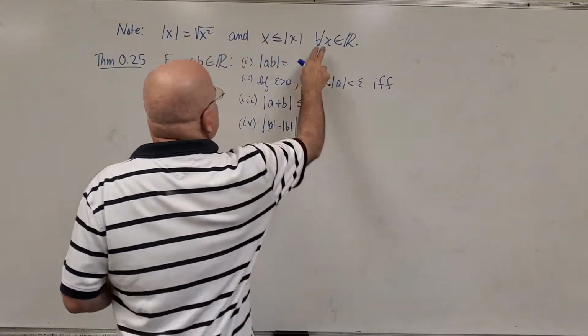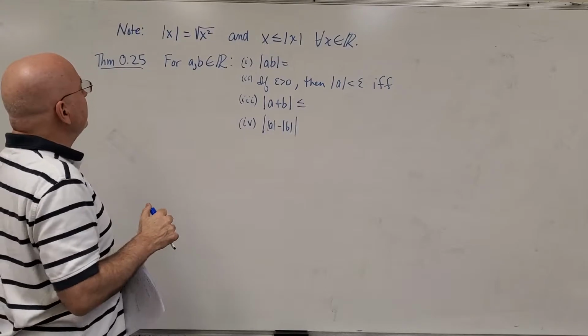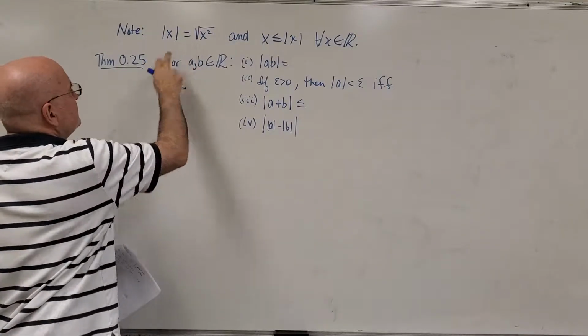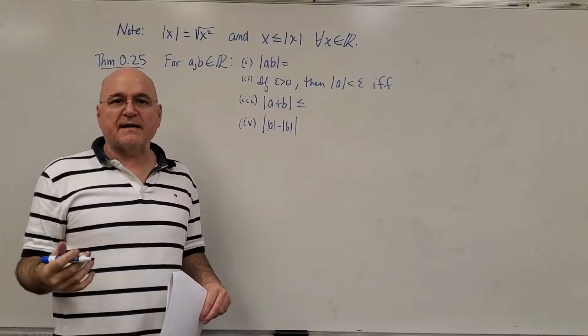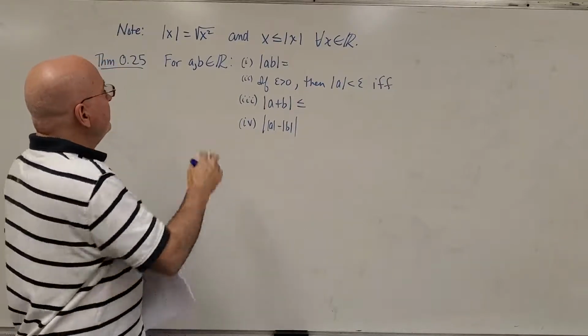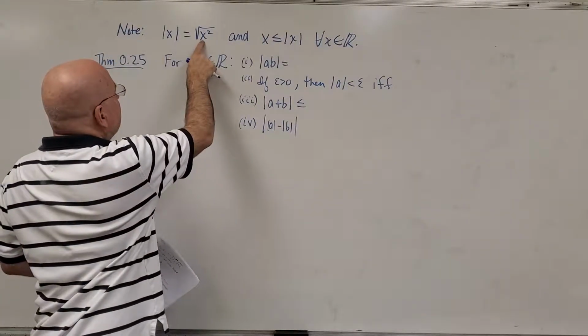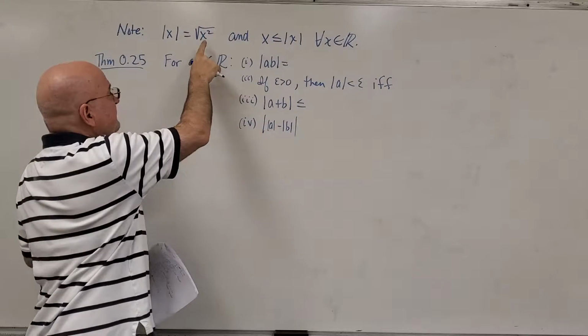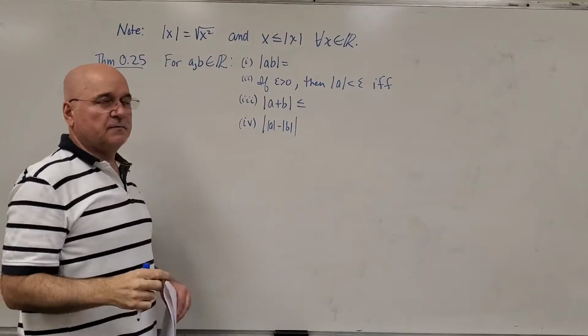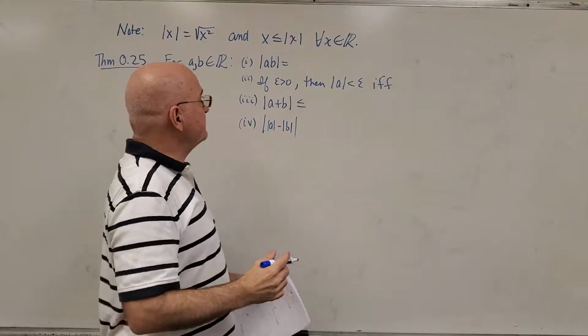For all x in the set of real numbers, the absolute value of x is equal to the radical of x squared. We can do that because even if x is a negative number, we're squaring it here, so we always have a positive number under that radical, positive or 0, if x is 0.